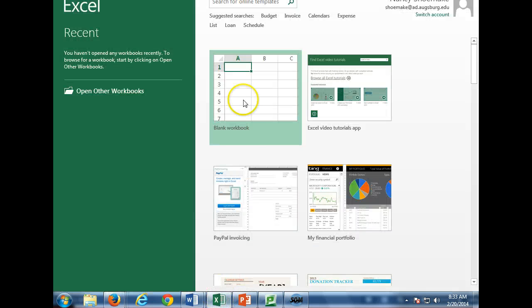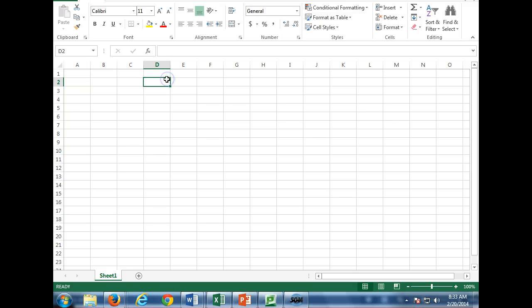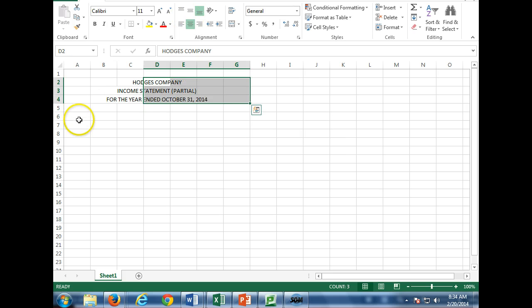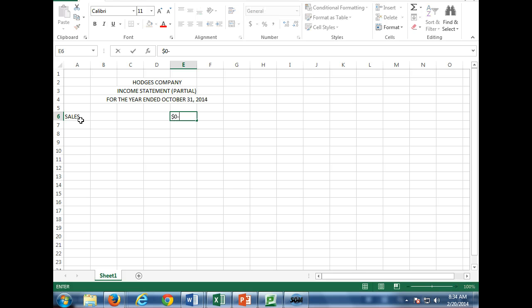So in the sales section, we are basically going to start out with our Hodges Company. And we've got the income statement, partial, for the year ended October 31st, 2014. The next step is, what's the first thing we're going to do? Sales. And what are our sales? 900, sales revenue here, 900.